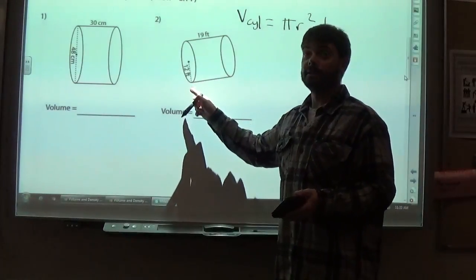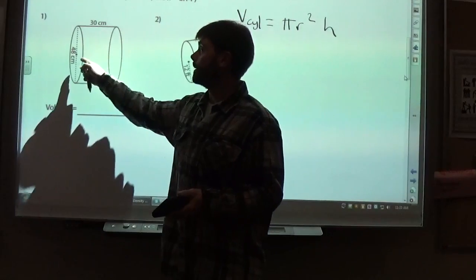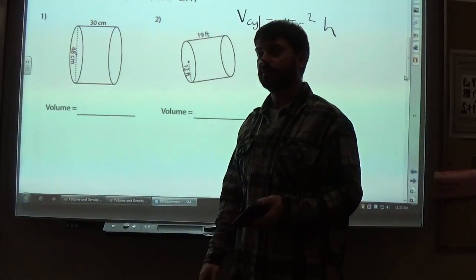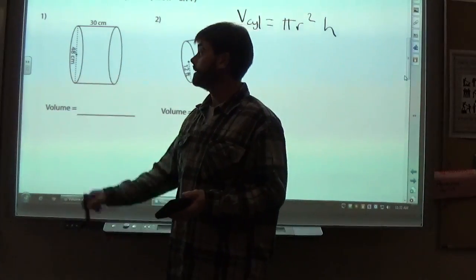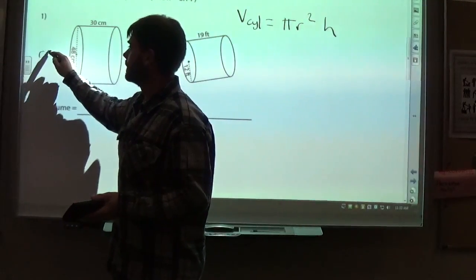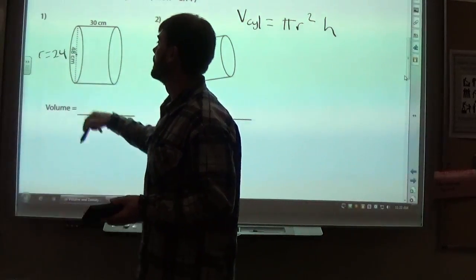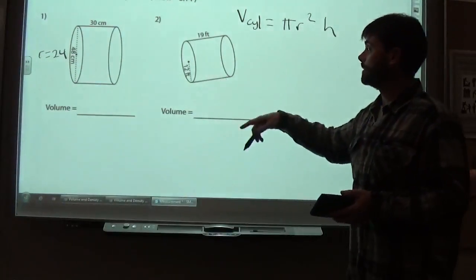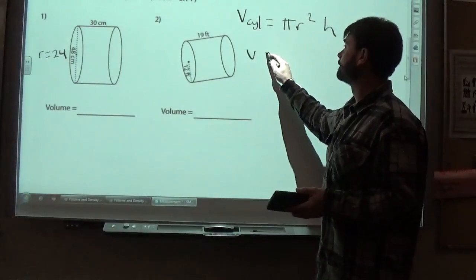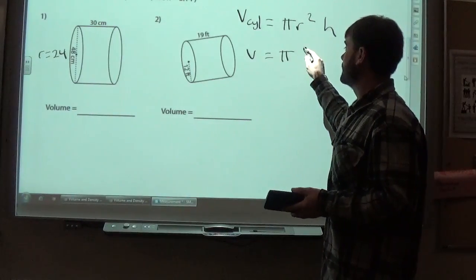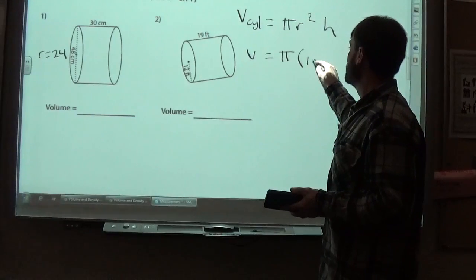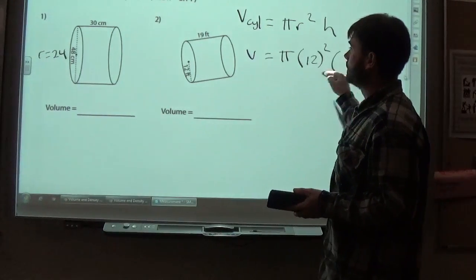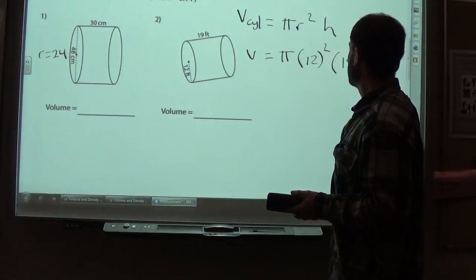Problem number 2 here gives you a radius of 12 feet. Problem number 1 shows a diameter of 48 centimeters. So if I was going to actually solve for this one, the radius would actually be 24. I'll solve problem number 2 since it's sitting right here. So the volume here is pi times r squared. So that's 12 squared multiplied by the height of 19.